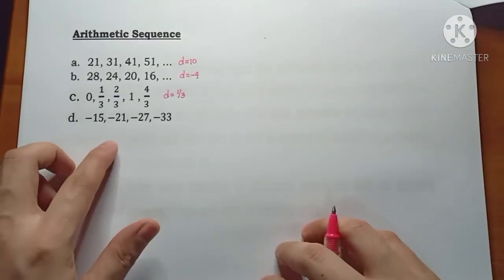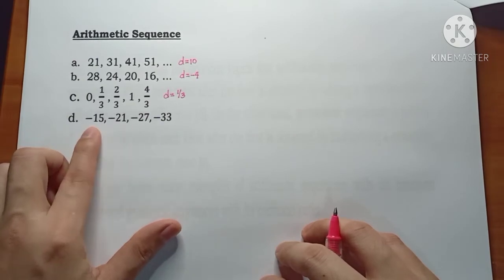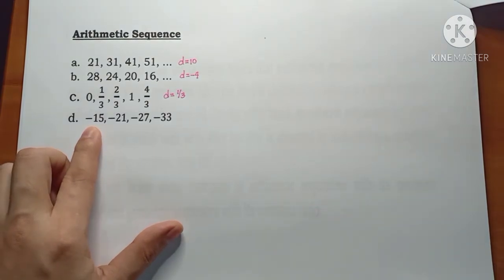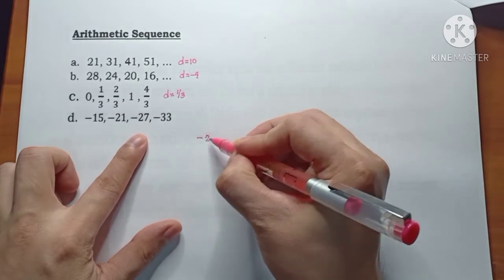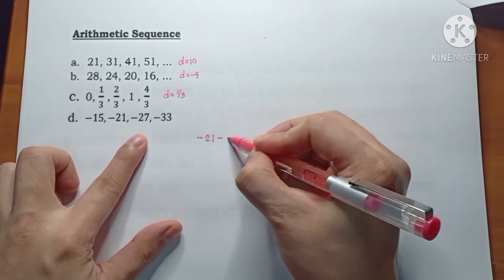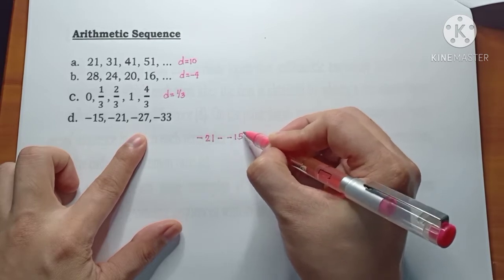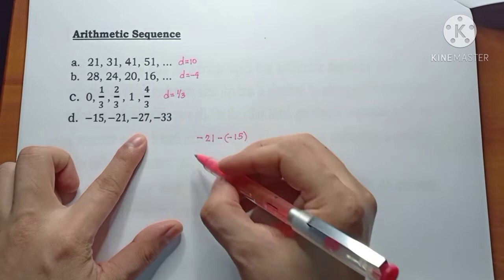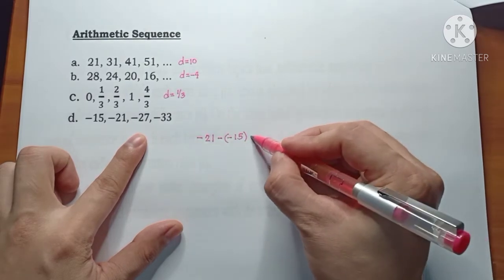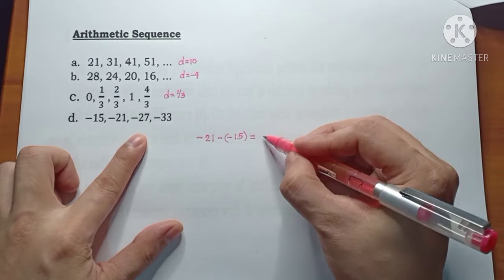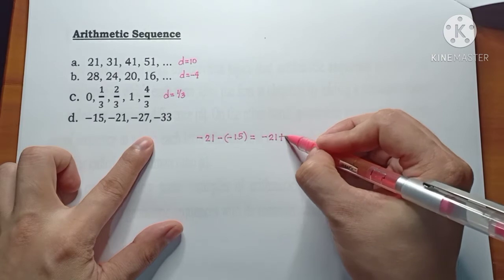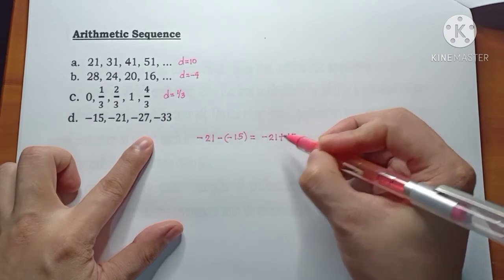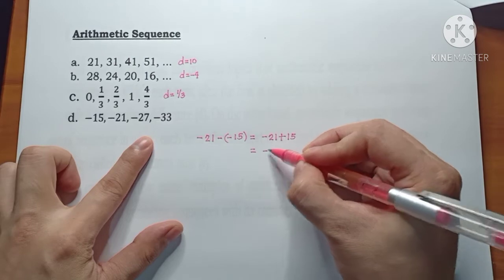How about letter D? So, negative 21 minus negative 15. So, ganito ang mangyayari niyan. Negative 21 minus negative 15. Yan. So, therefore, ang ating common difference is equal to negative 21, and then negative becomes positive na. So, that is 15. So, ang ating answer is negative 6.